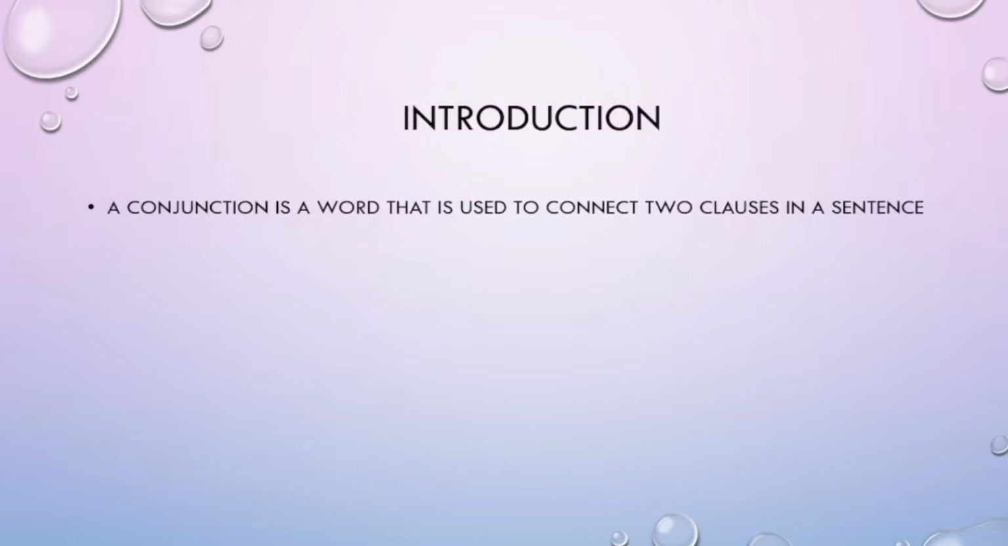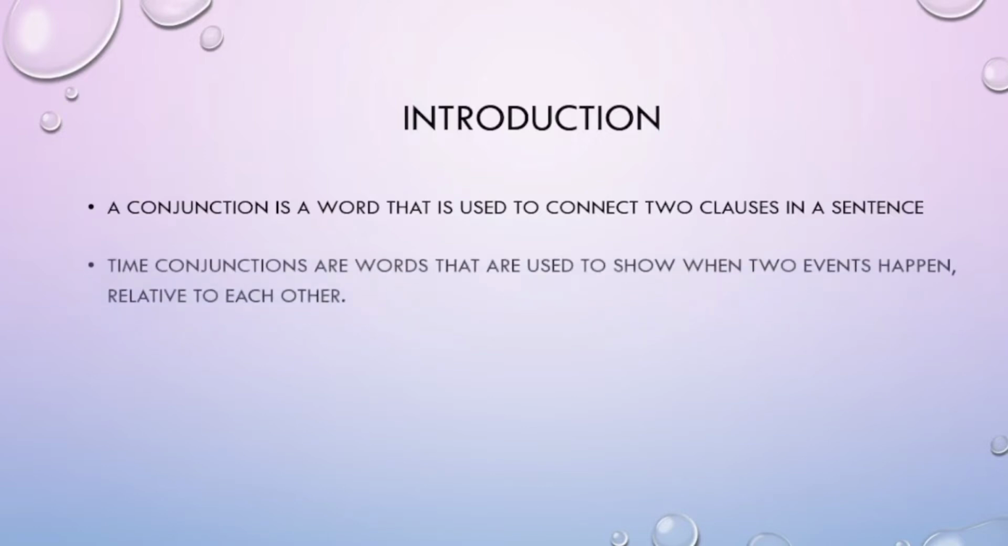The introduction. We'll firstly look at a conjunction word itself. What is a conjunction word? A conjunction word is simply a word used to connect two clauses in a sentence. A clause is a part of a sentence. So you connect two parts of a sentence using a conjunction word.